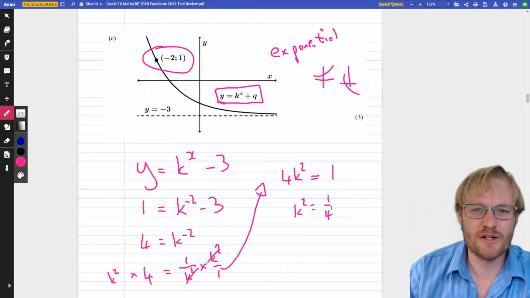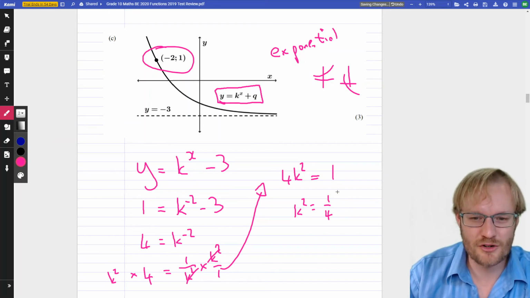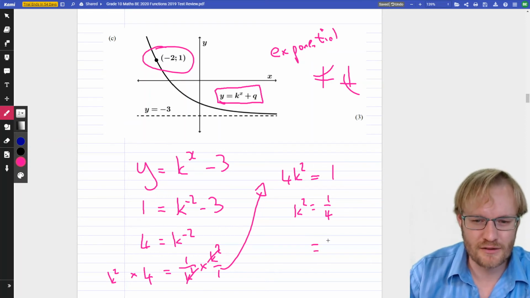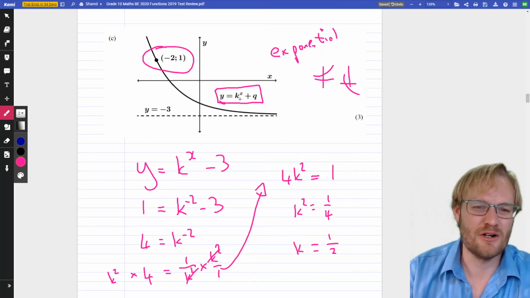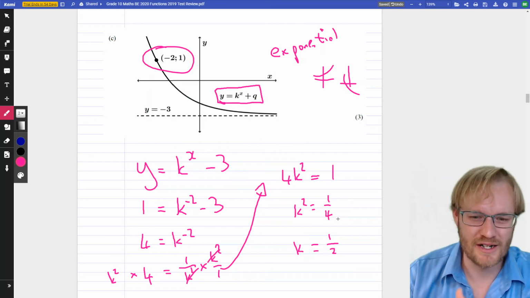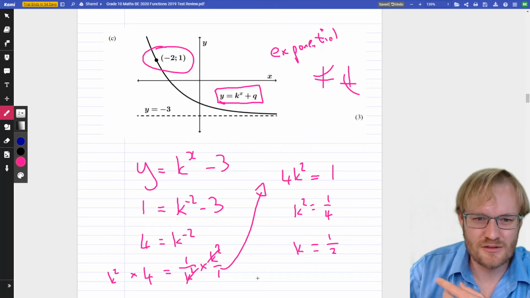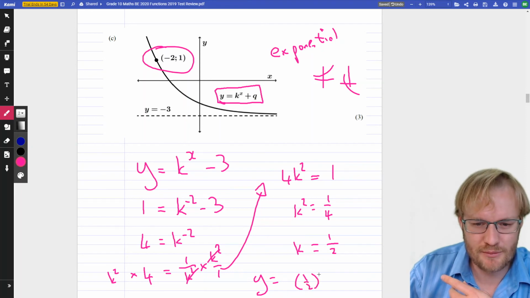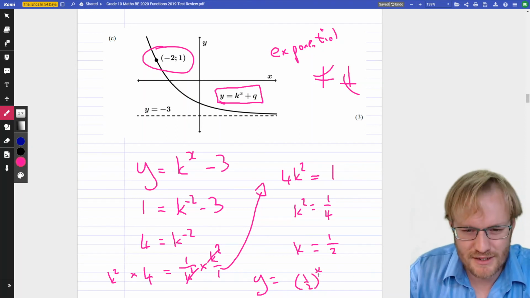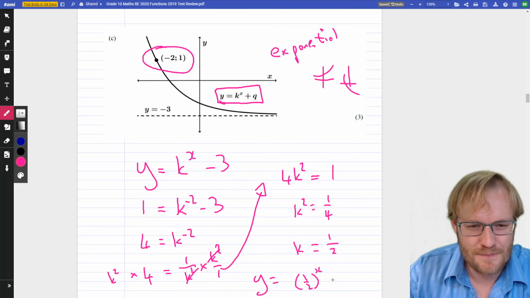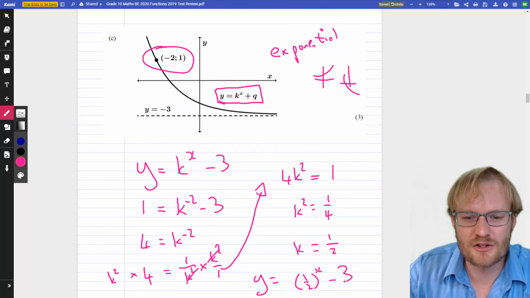What when you square it gives you a quarter? Or what's the square root of a quarter? Square root of 1, 1. Square root of 4, 2. K has to be a positive value, so we're going to disregard any negative solutions. And y equals, I said that was a half, so let's put it in brackets just to emphasize that it's that whole fraction to the x. And I think our q value, yeah, -3.